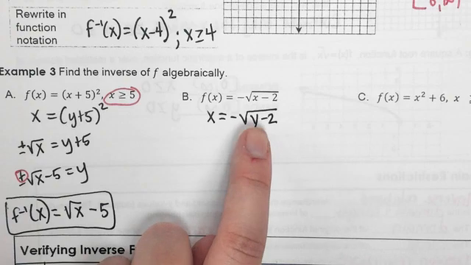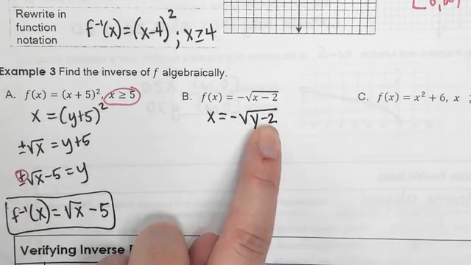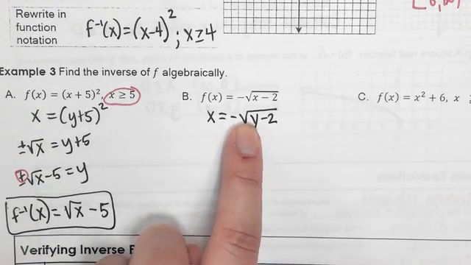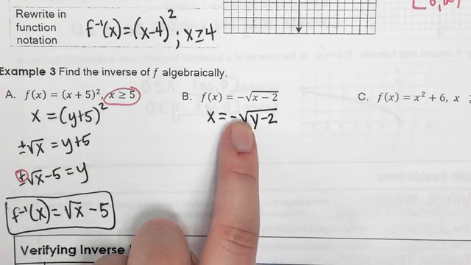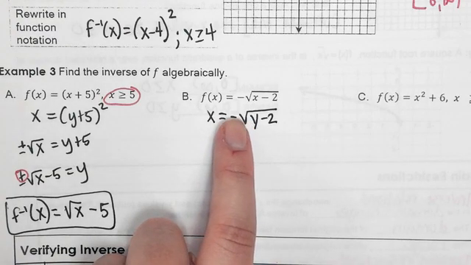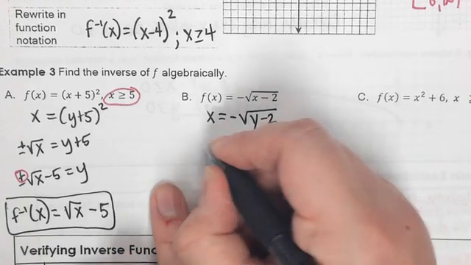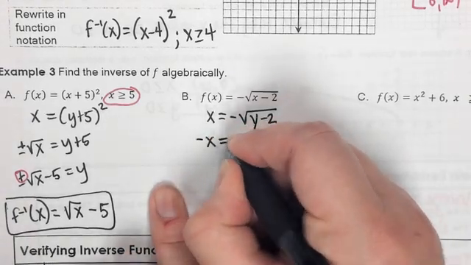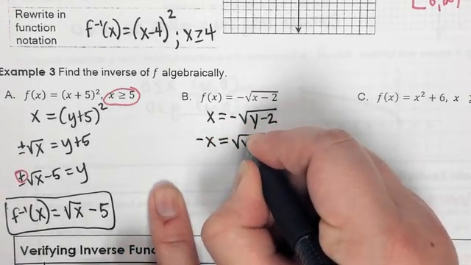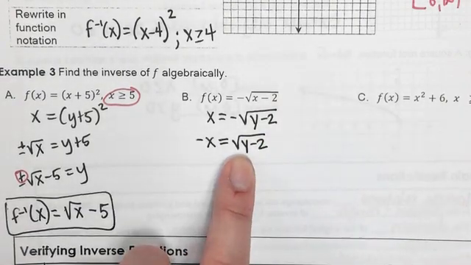Okay? I need to get y by itself. I can't do anything with that 2 because it's trapped under the square root. And I can't undo the square root yet because there's a negative in front of it. So how do I get rid of that negative? I divide it out. X divided by negative 1 is just negative x. This will be negative x equals square root y minus 2.